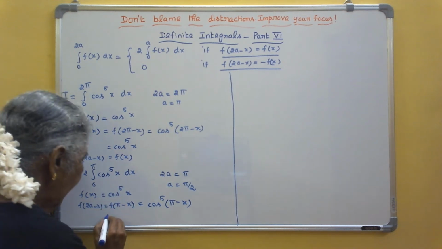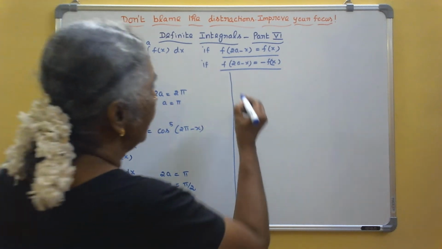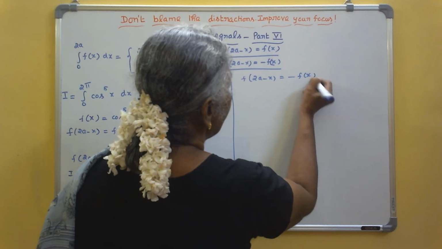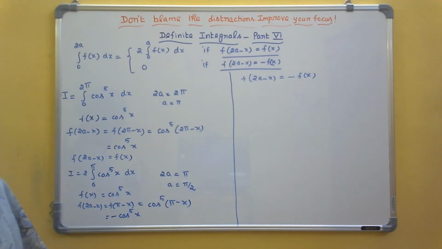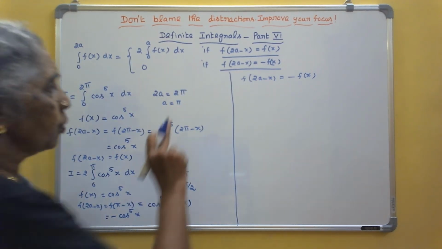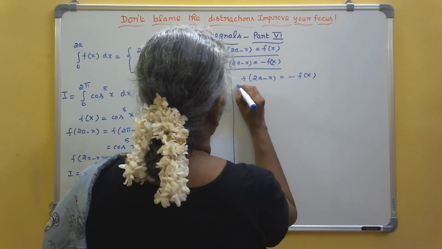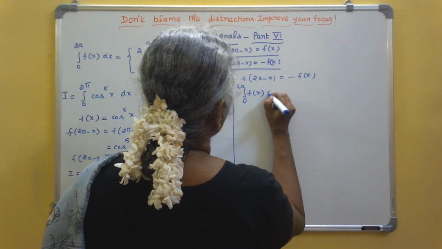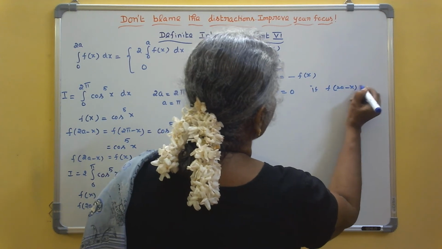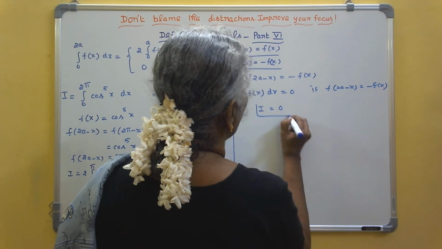So, I will be getting here minus cos power 5x. So, I am actually getting f of 2a minus x is equal to minus of f of x, right? So now I have to use the second part of this property. Since integral 0 to 2a f of x dx is equal to 0 if f of 2a minus x is equal to minus of f of x, I get I is equal to 0.